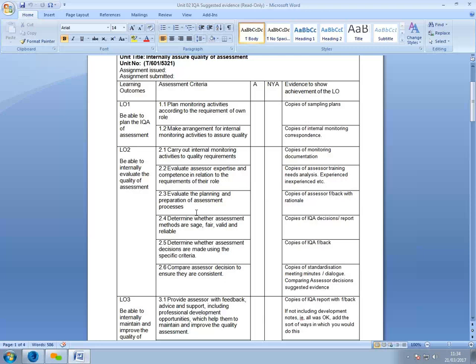Evaluate the planning and preparation of assessment processes. Now this could be just copies of the assessor feedback with reasons. What it's asking for there is, were the assessments planned properly? Did they come in on a regular basis? Were they assessed as per the assessment agreement? Those are the things you need to look at on there.